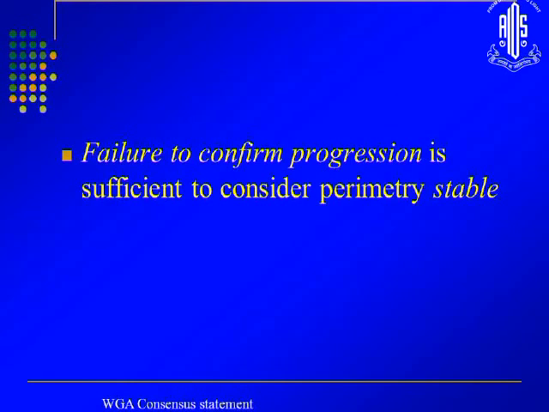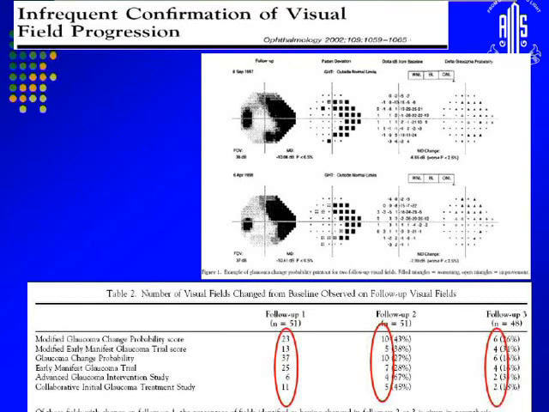But a failure to confirm a progression is also sufficient to consider a perimetry stable. That is given by the World Glaucoma Association consensus statement. If you are not able to confirm that there is a progression, consider the visual fields as stable. This has already been reported.